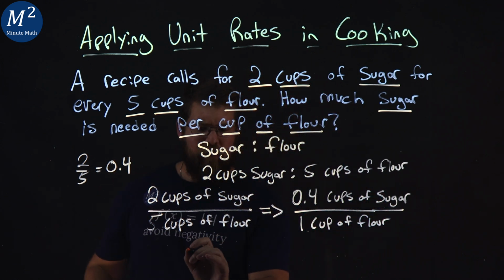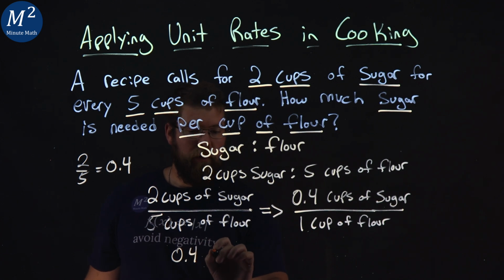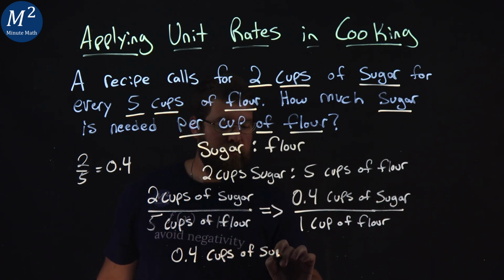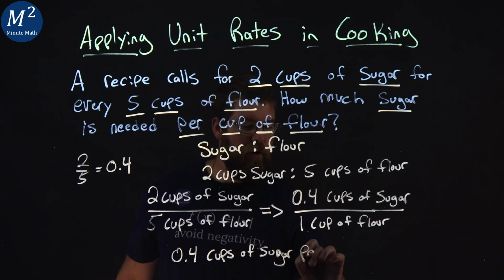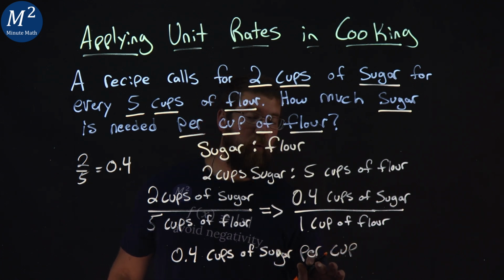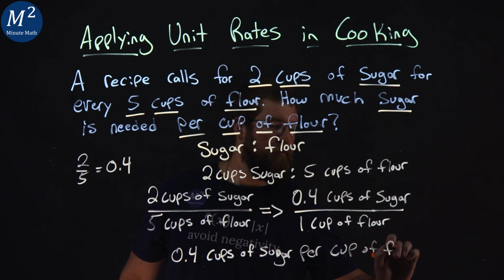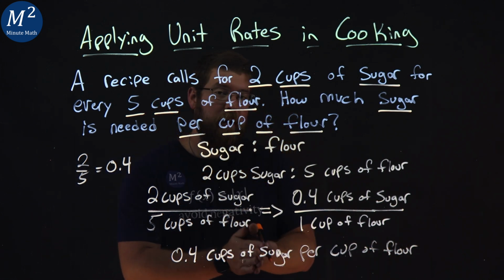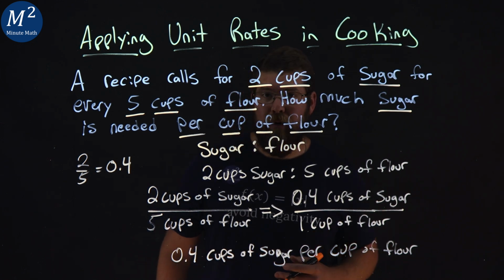So our final statement can say 0.4 cups of sugar per cup, meaning 1 cup of flour. So again, our answer here is 0.4 cups of sugar per cup of flour.